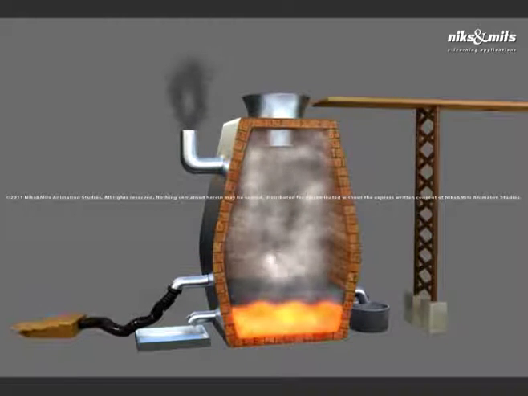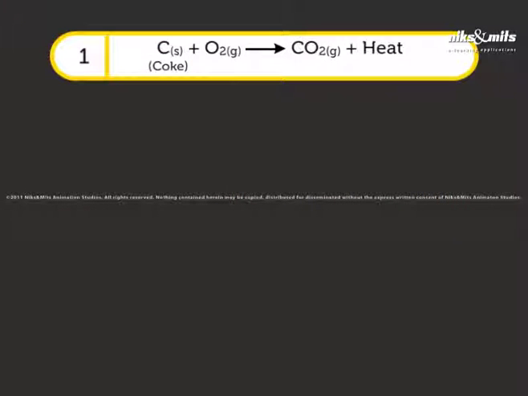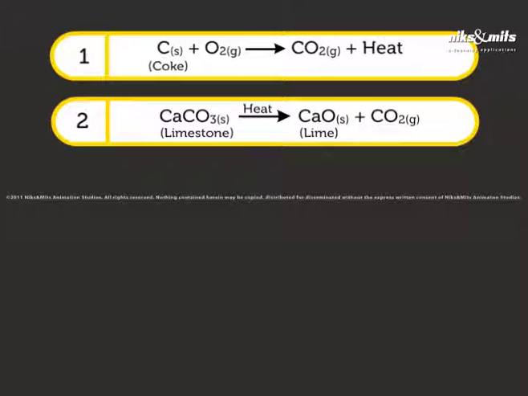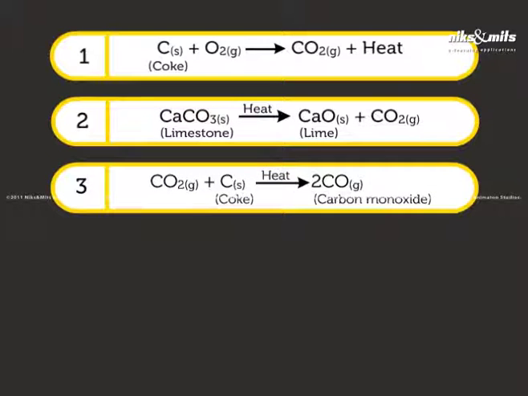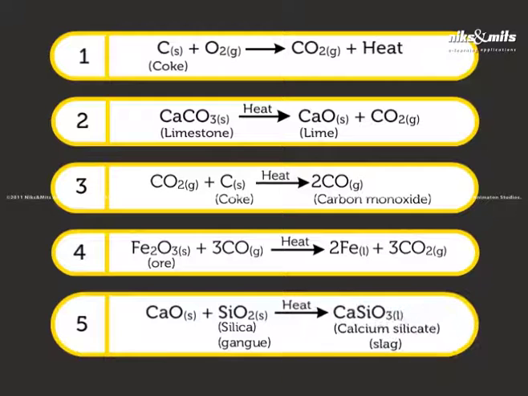The reactions in the blast furnace are as shown. 1. Coke reacts with oxygen to give out carbon dioxide and heat. 2. Limestone is decomposed to lime and carbon dioxide gas is released. 3. Carbon dioxide reacts with coke to give carbon monoxide. 4. The iron ore reacts with carbon monoxide to give molten iron and gaseous carbon dioxide. 5. Calcium oxide reacts with silica to give calcium silicate or slag.